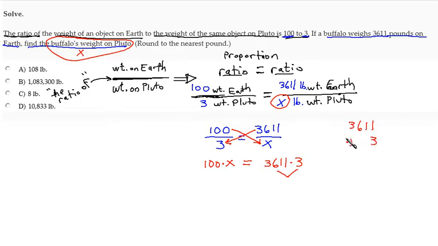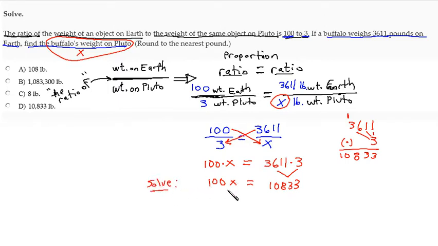3,611 times 3. 3 times 1 is 3. 3 times 1 is another 3. 3 times 6 is an 18. Carry a 1. 3 times 3 is 9, plus this 1 is 10. And that's an entire number. There are no decimals to account for. So we get 10,833 equals 100 times x. When we're solving for x now, we've simplified both sides.